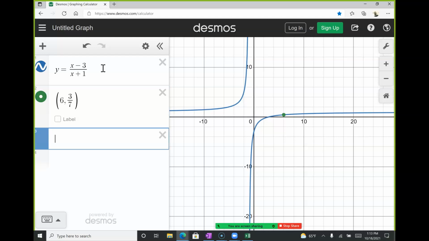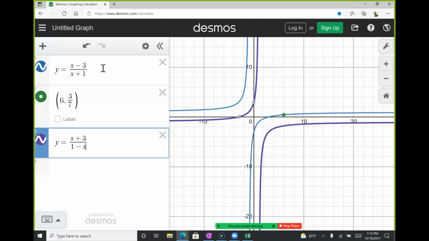And let's put our inverse function in. And that one is, help me. X plus 3 over 1 minus x. Thank you. X plus 3 all divided by 1 minus x. And you can see there's symmetry here, right? Remember, light blue is the original, purple is the inverse.